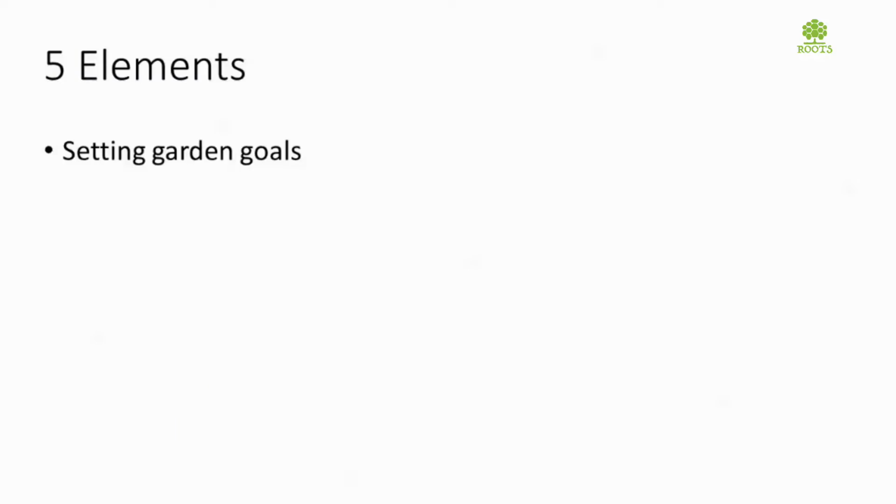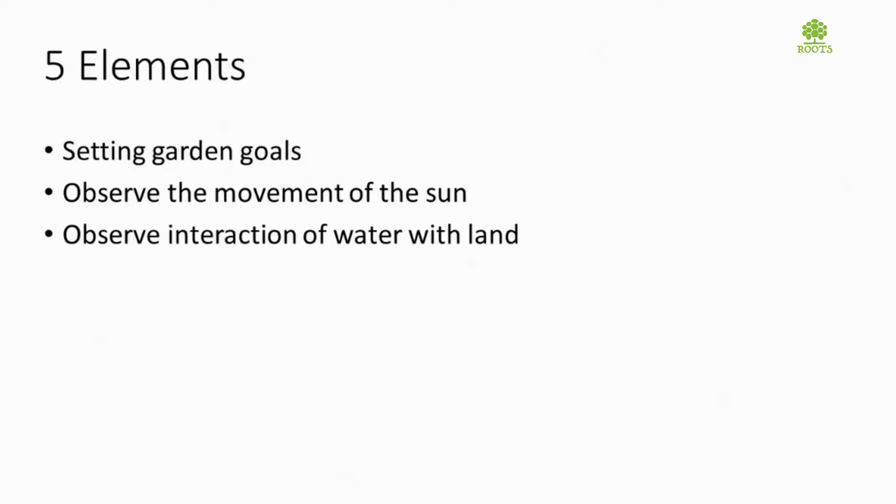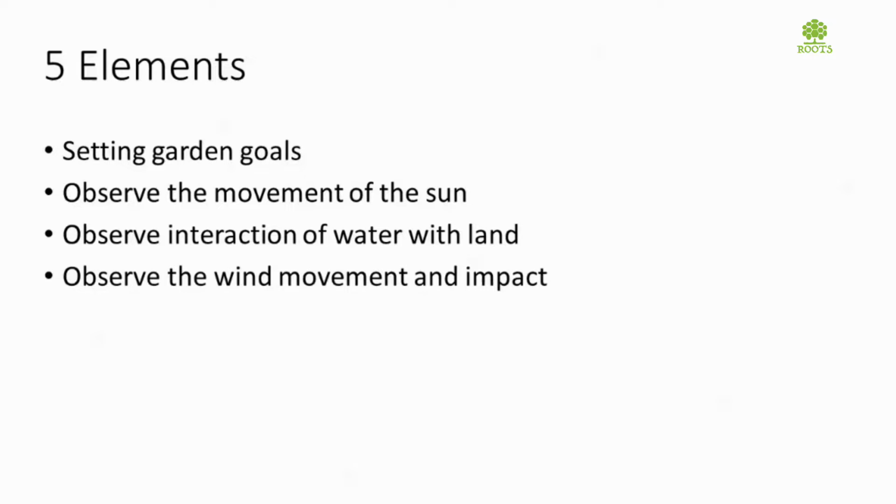design. The 5 elements we'll apply in garden design today are: number 1, setting up your garden goals. The second one would be observing sunlight movement. Third is interaction of water with land. Fourth is wind movement observation. And finally, creating zones and access to the area. For this sample exercise, let's move to my laptop screen.